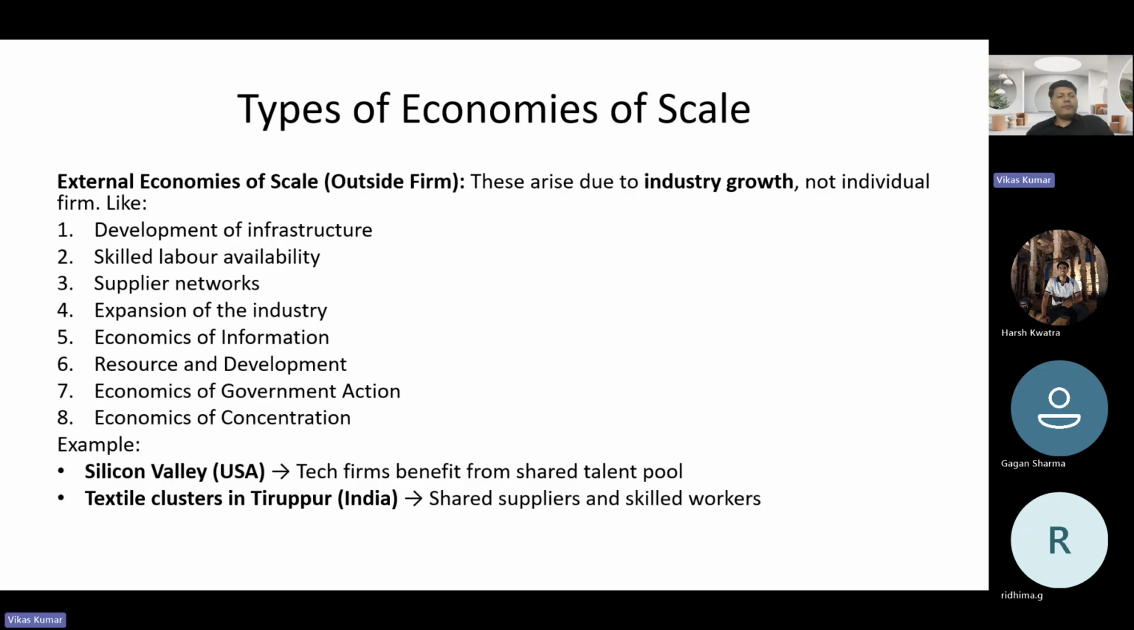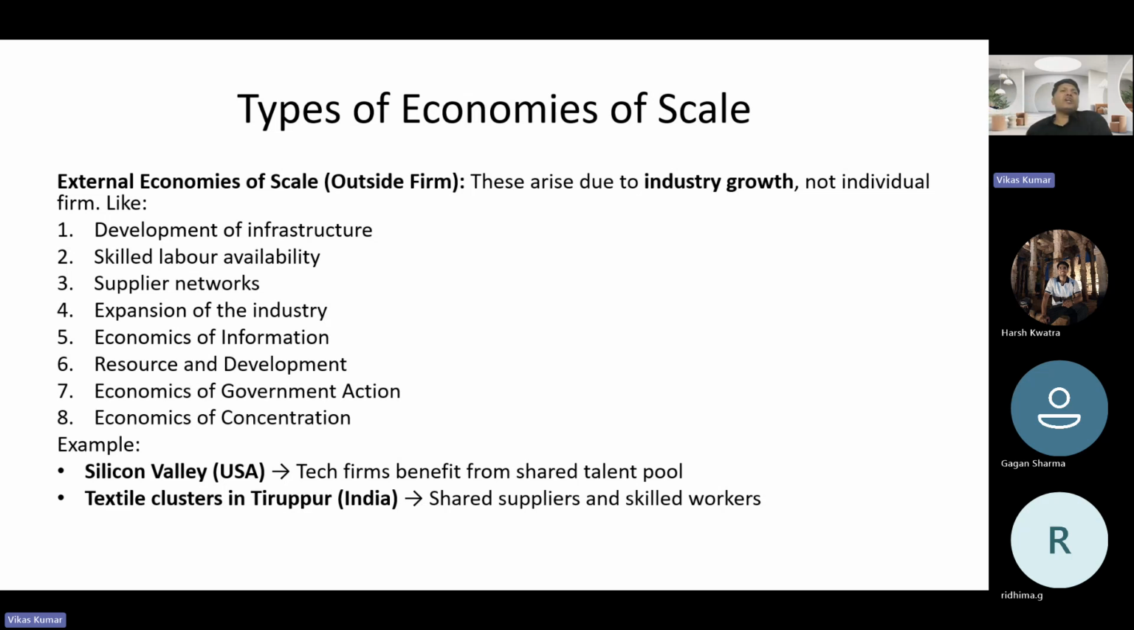Now comes the second type, external economies of scale. When we say external economies, this is with respect to the outside of a firm, the factors which are not in the control of a firm, but are aggregate kind of factors, like the growth of a sector, government policies or government actions, or whether skilled labor is available for the entire industry.